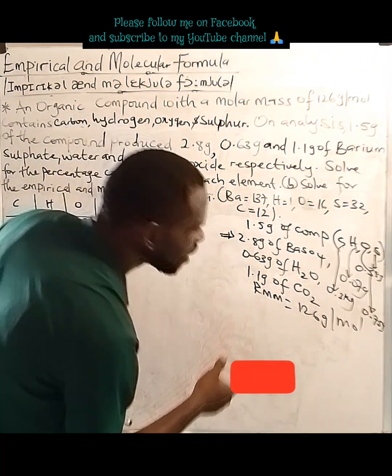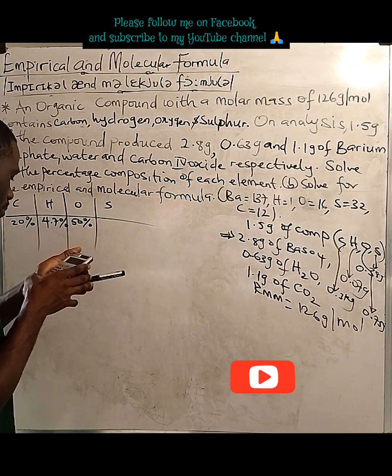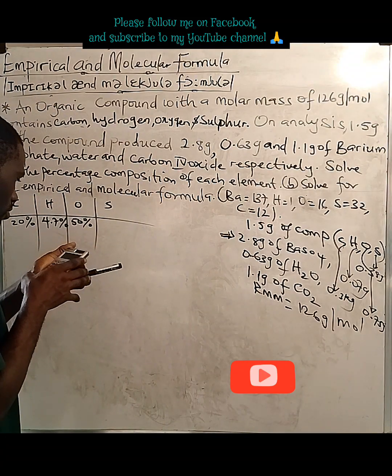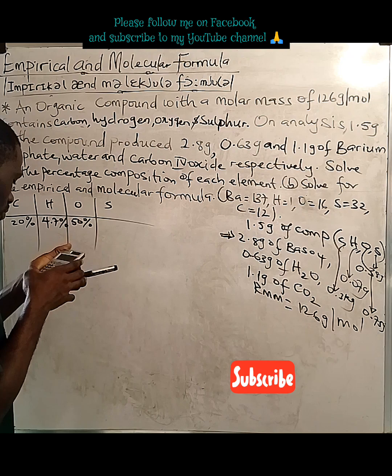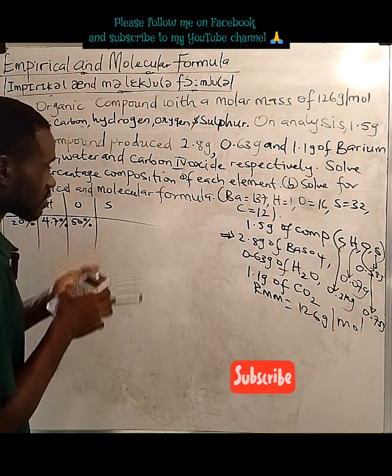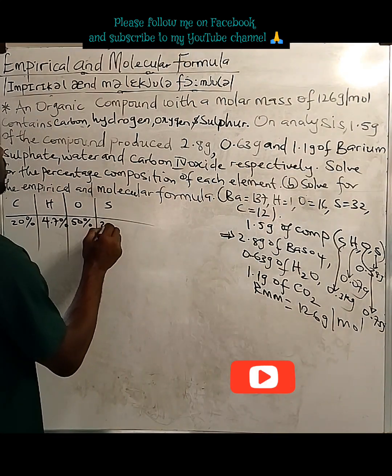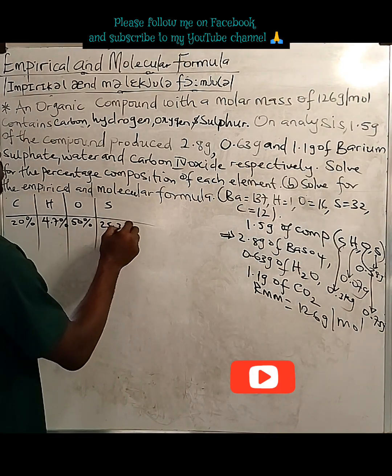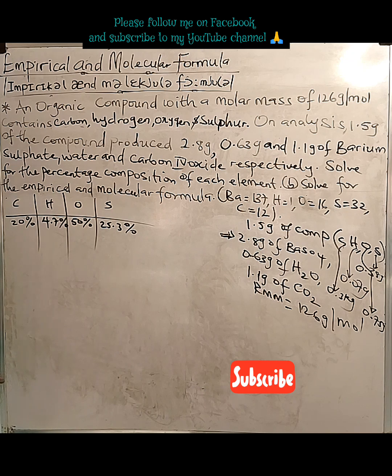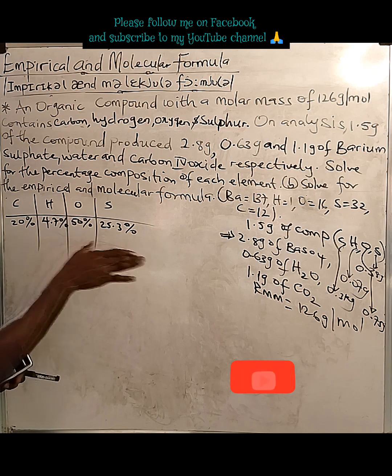Then sulfur, which is the last one, 0.38 gram of sulfur. Then out of 1.5 gram, what do we have? We have 25.33 and so on percent of sulfur. So right here we have all the percentage composition. We have more oxygen in this than any other element.